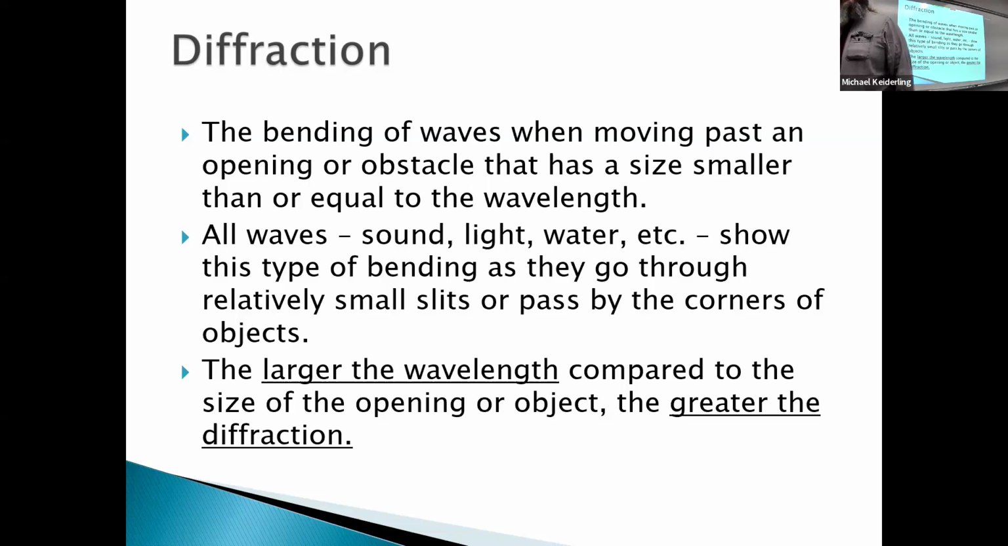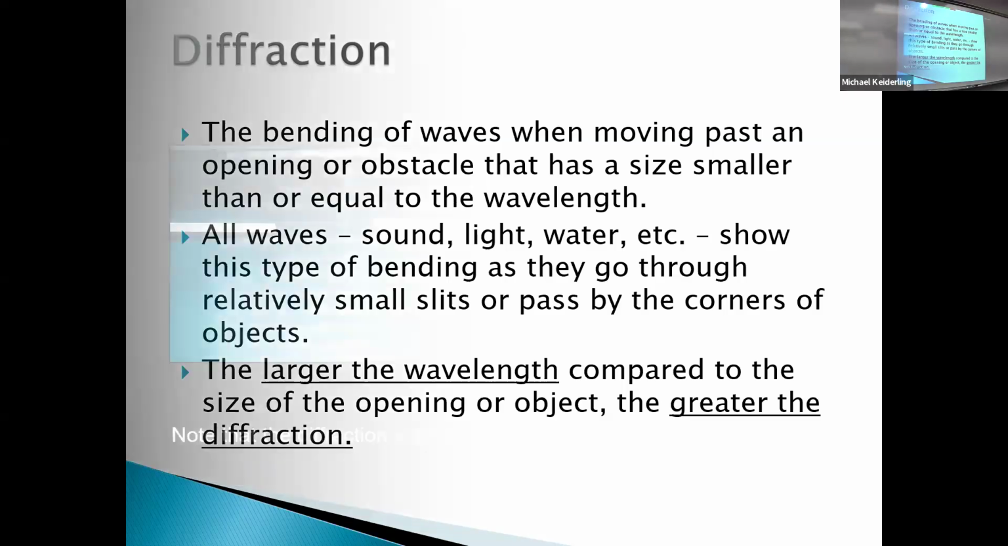The larger the wavelength compared to the size or opening of the object, the greater the diffraction. Which is why you hear sound around the corner, because sound waves are on the same scale as the structures we live in. They run in the centimeters to meters range, but you don't see light around a corner. You can't see around the corner because light has a tiny wavelength, and you have sharp shadows.